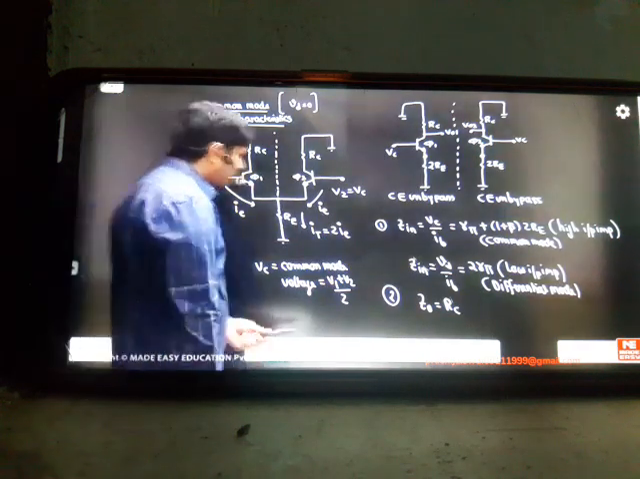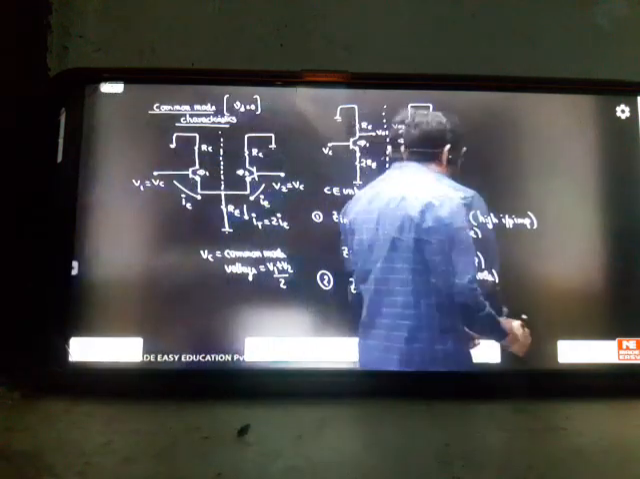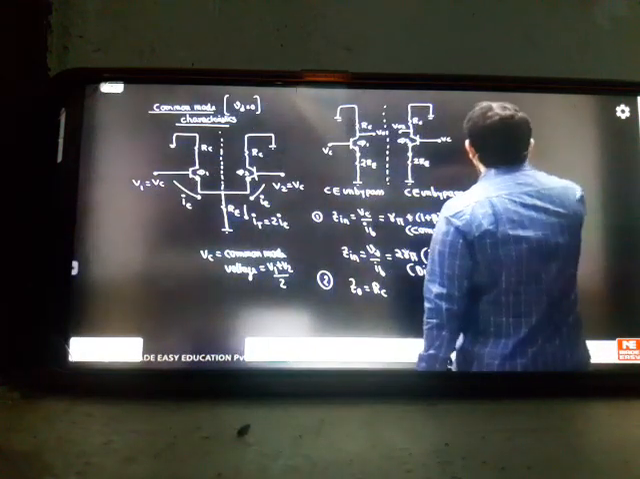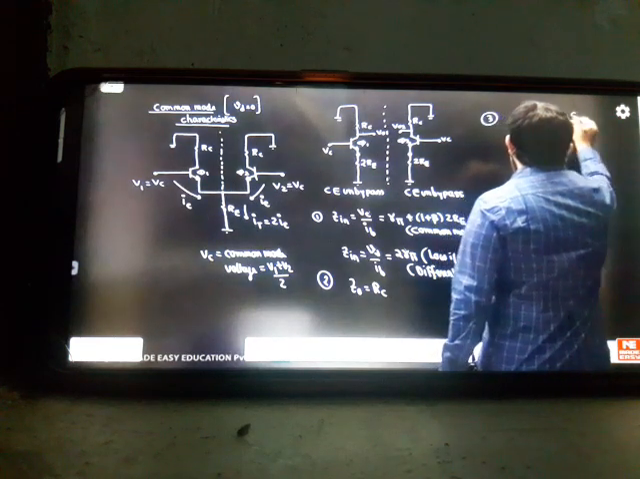What about the gain? How to find it for this problem? The last point, gain calculation. I'll complete here only, and smoothly I'll cover the gain aspect. If you want the gain, see here, point number 3. Unbalanced gain I'm finding, unbalanced common mode gain.